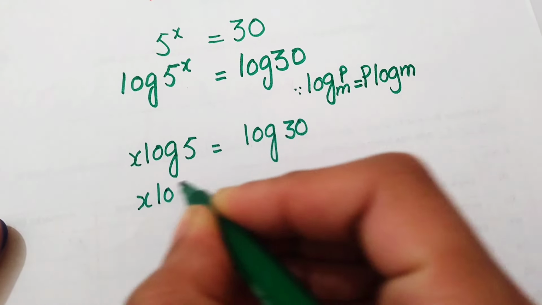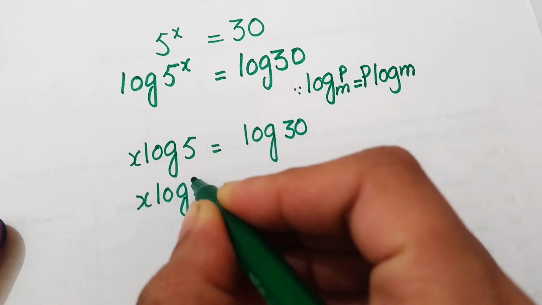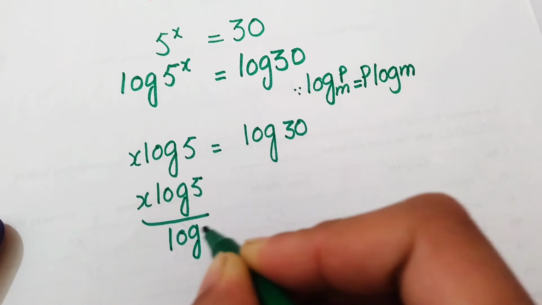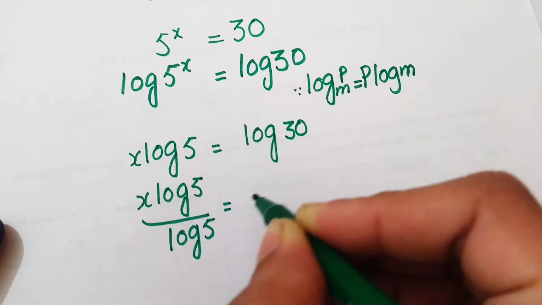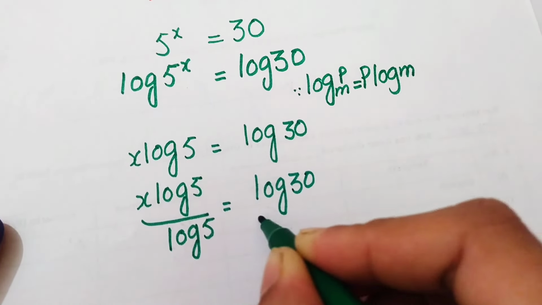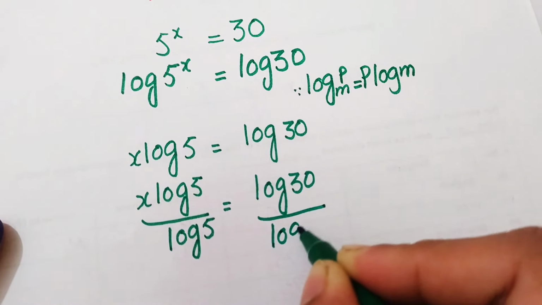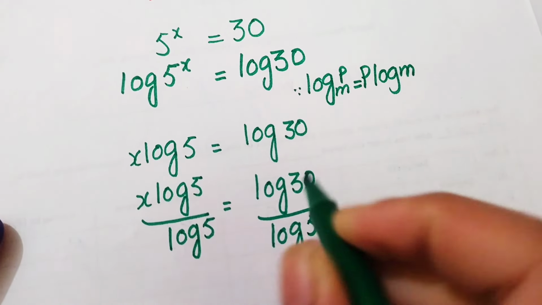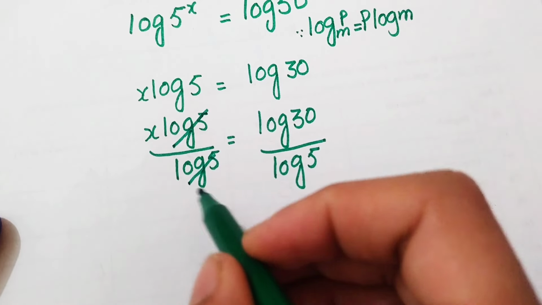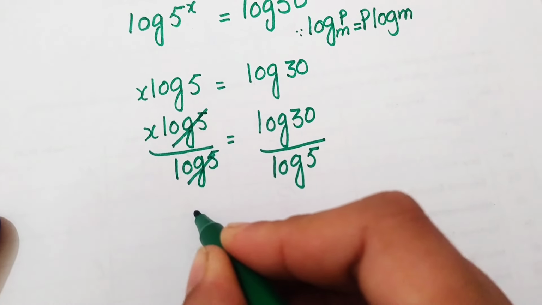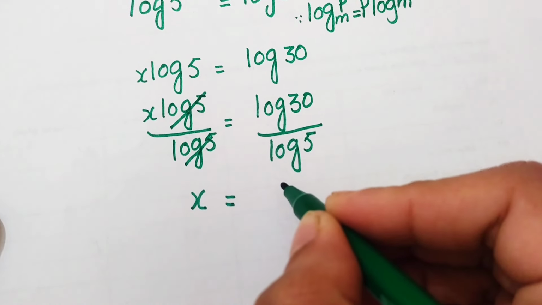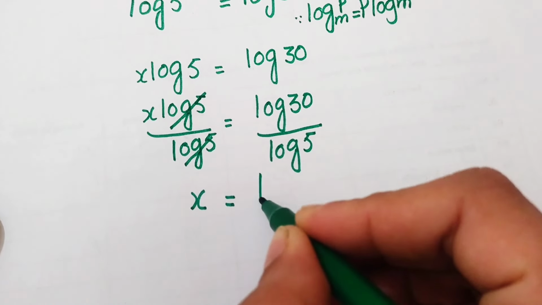x log 5 over log 5 and log 30 over log 5. Now log 5 and log 5 cancel each other and here only remains x is equal to log 30 over log 5.